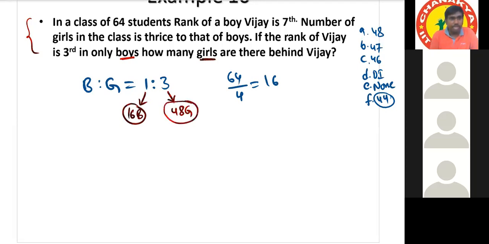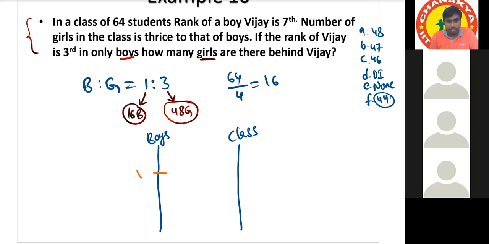Here I'm taking 2 columns. One is for only boys. Another is for class. Are you there? Yes, sir. Okay. In only boys, what is the rank of Vijay? Sir, third. He is third from top, right? So before that Vijay, how many boys are there? 2 boys, right? Correct or not? Yes, sir.